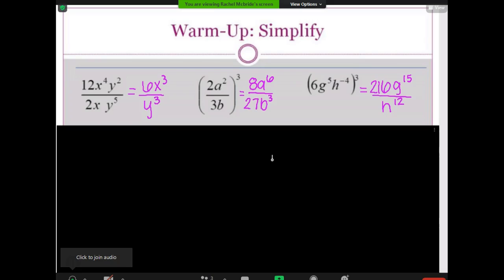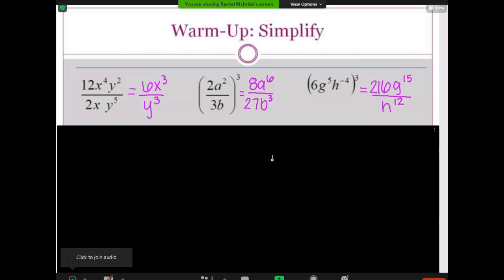In number 2, the cube distributes to both the numbers and the variables. So 2 cubed is 8, 3 cubed is 27. So that's where the 8 over 27 came from. And then 2 times 3 gave you a to the 6th and b cubed. No like variables, so we cannot simplify any of the variable terms.